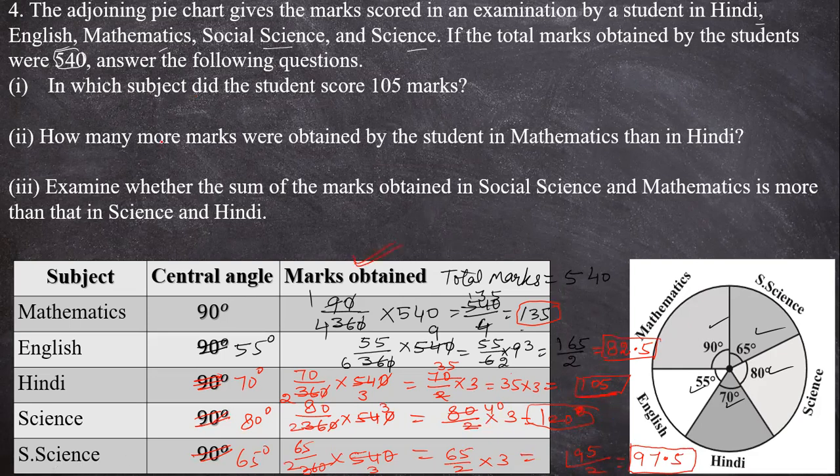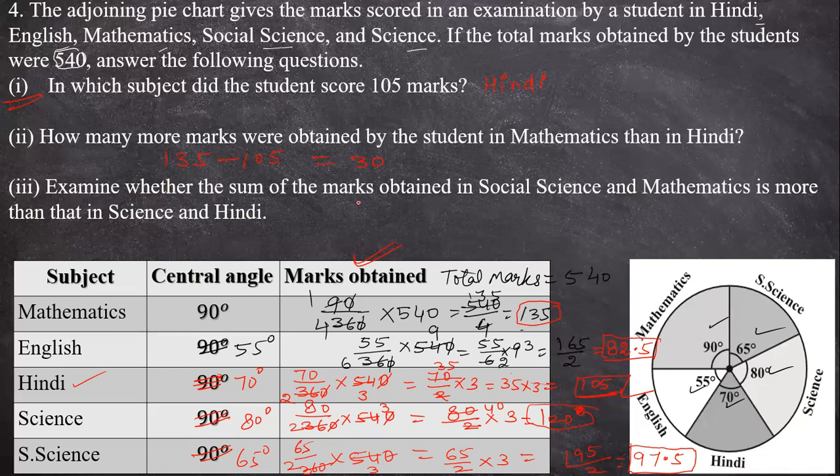Okay, now let's see the first question. In which subject did the student score 105? Here you can see 105, and this subject is Hindi. So the answer is Hindi. How many more marks were obtained by the student in mathematics than in Hindi? In mathematics, the child got 135 marks. In Hindi, the child got 105 marks. It means 30 marks more were obtained by the child.